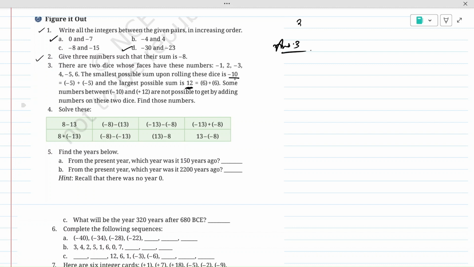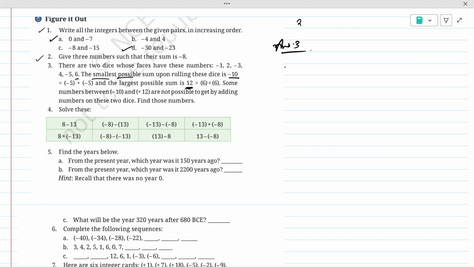How? Because the minimum value is -5. So if we add both the minimum values, we will get the minimum sum, that is the smallest sum. Also the highest value is 6 here. So if we add these two, we will get the highest sum. Now some numbers between -10, that is the smallest, and the biggest are not possible to get by adding the numbers on the two dice. So what it says is that when we roll these two dice, some numbers in this range are not possible, and we have to find those numbers.